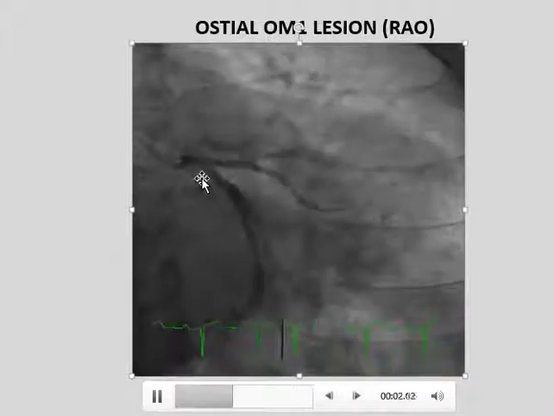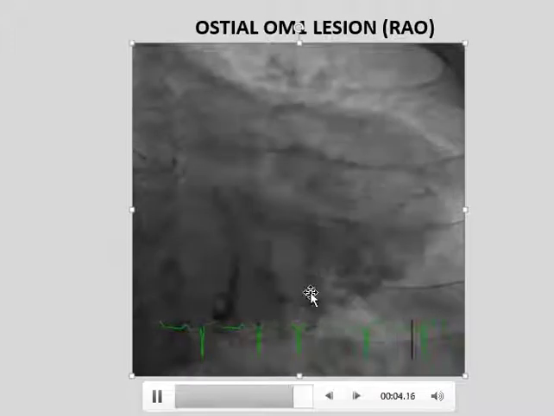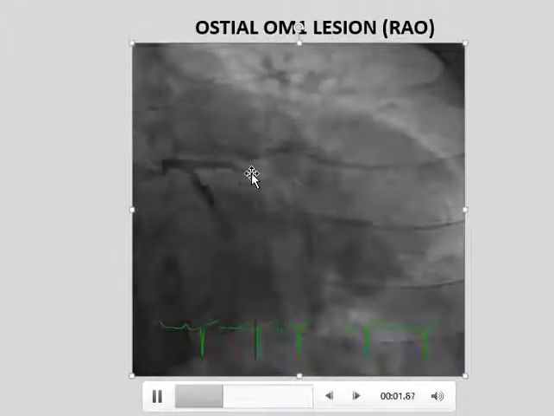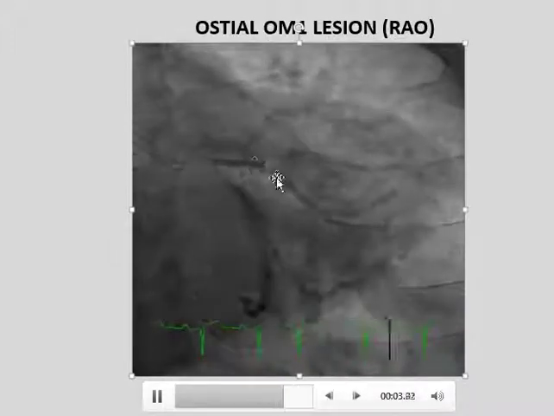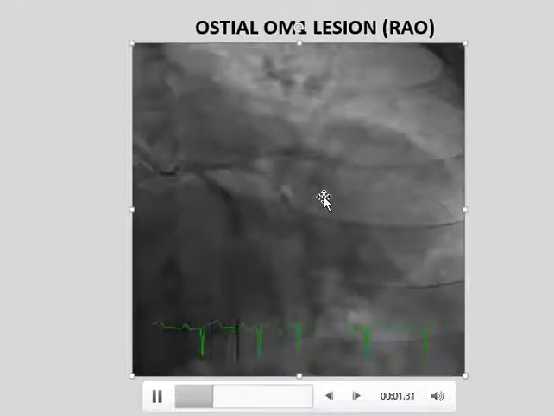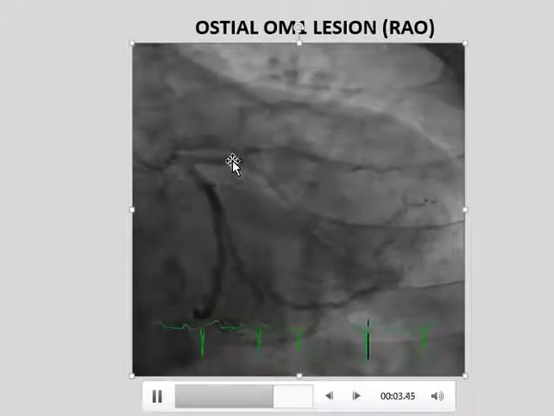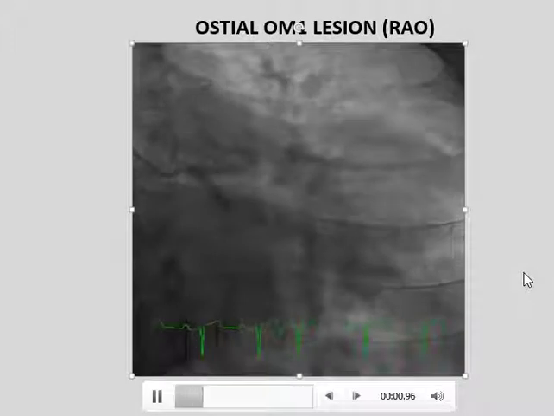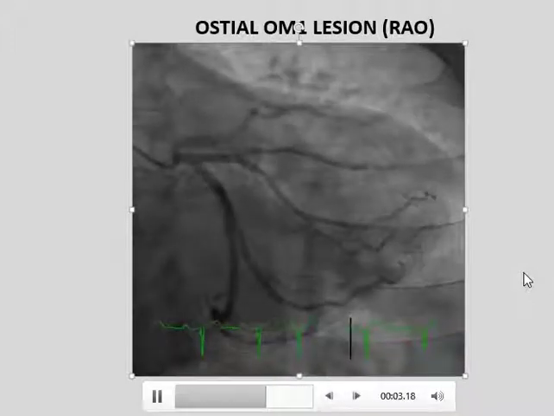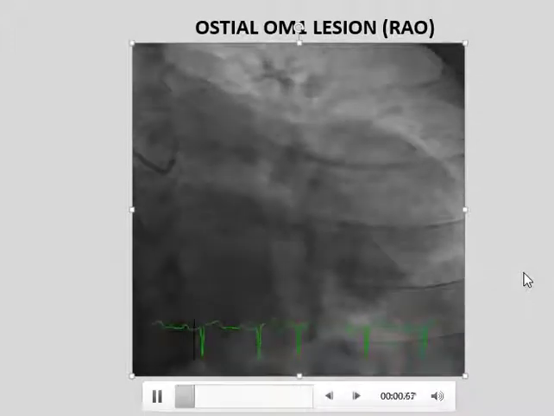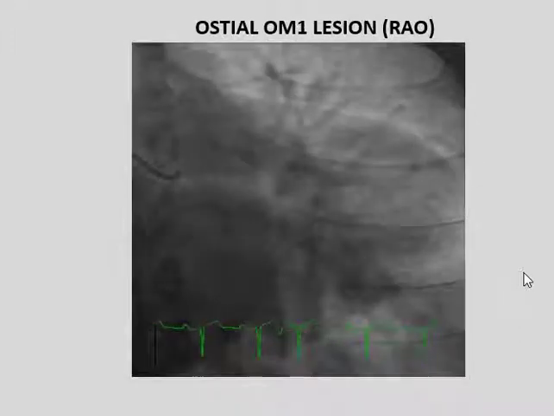On the other hand, the injection is selectively into the left circumflex, and if you look closely, you can see a little ostial narrowing that could be better demarcated, but sufficient enough for us to know that that is a lesion that requires treatment. That's how we diagnose coronary artery disease. We look for narrowings and obstructions in flow.